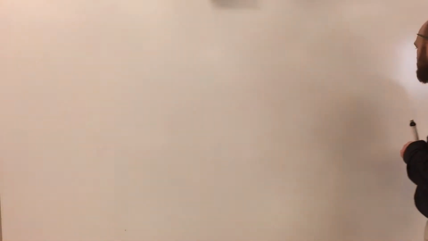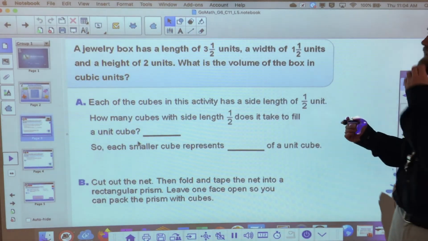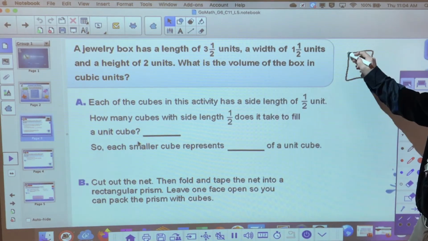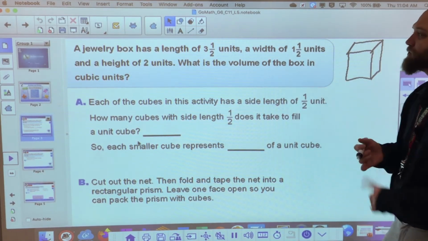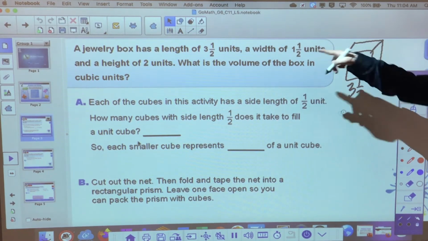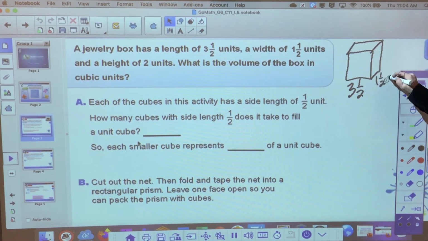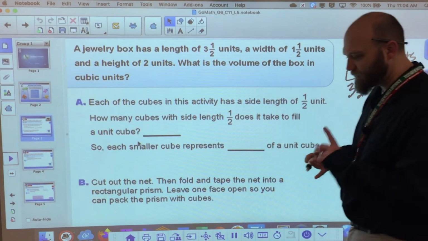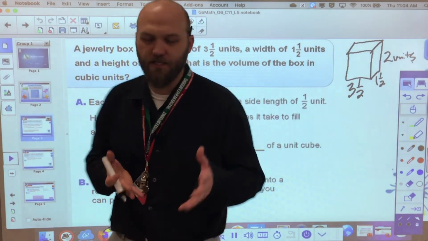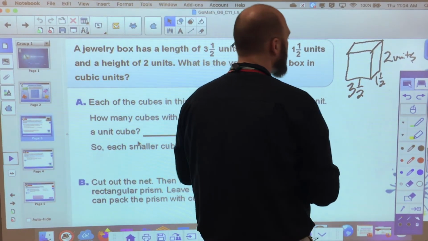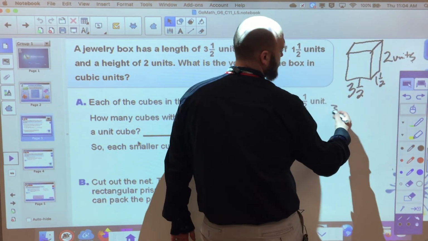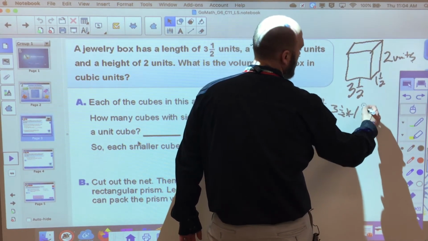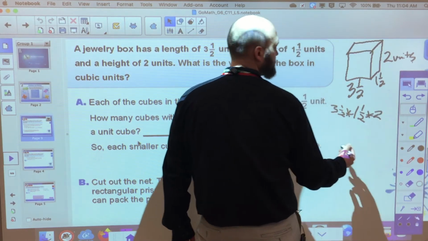So again, you want to take a look at another problem like this. If I have a box and I'm solving it, first thing I want to do is draw my jewelry box. 3.5 units by 1.5 units by 2 units. And you might say, well, which one is 1.5, which one is 3.5, which one is 2? It doesn't really matter because I can multiply them in any order. So when I multiply them through, I get my total volume. So 3.5 times 1.5 times 2.